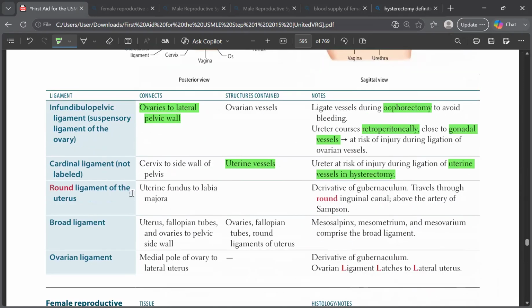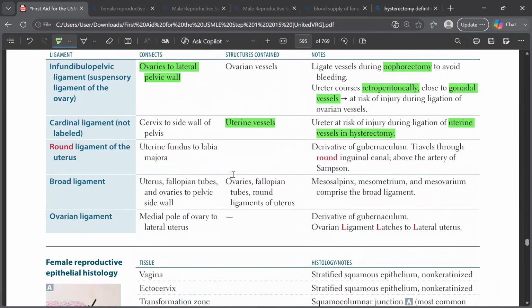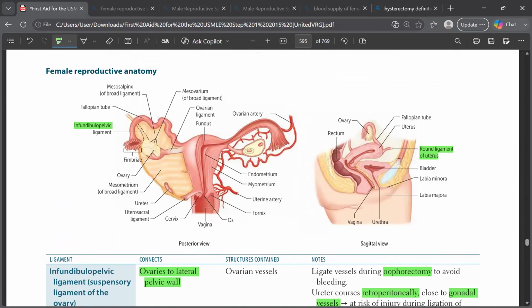Next is the round ligament of uterus. They have highlighted round. Where is the round ligament of uterus? There it was, yes. There's the round ligament of uterus. So it connects the uterine fundus to the labia majora, right? So it is a big, big connection. The uterine fundus to the labia majora like this, right?